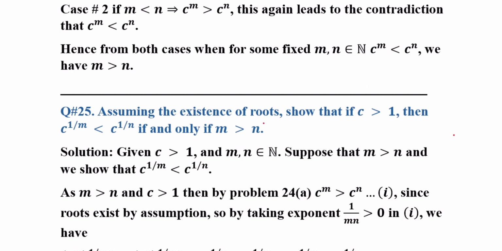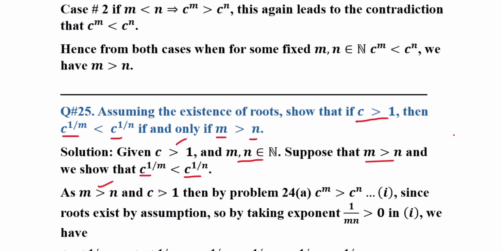Assuming the existence of roots, show that if c is greater than 1, then c raised to power 1 over m, that is the mth root of c, is less than the nth root of c, if and only if m is greater than n. Given c is greater than 1, and m and n are positive integers, we suppose m is greater than n, and we show that c raised to power 1 over m, that is the mth root of c, is less than the nth root of c.